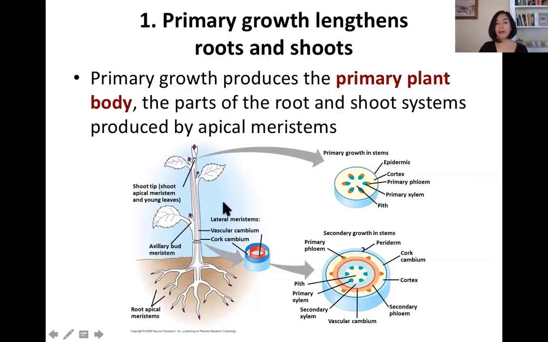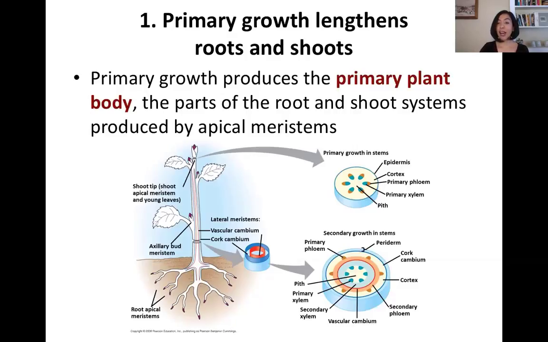We also have, if we make a cross-section of this shoot, we're going to find three different tissues. So this is in blue, and on the outside we have the epidermal tissue, and that's very similar, right? If we look at our skin, at the top we have our epidermis. So plants have their epidermal tissue.